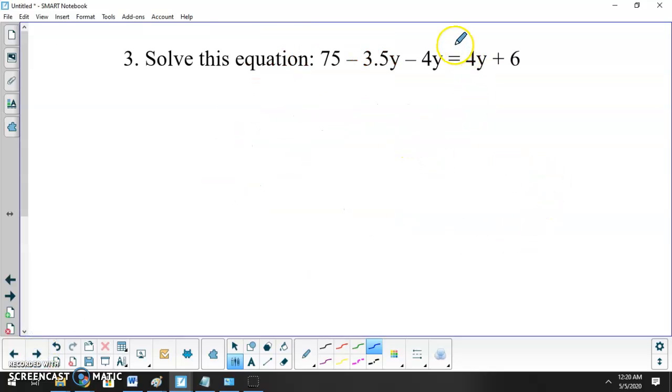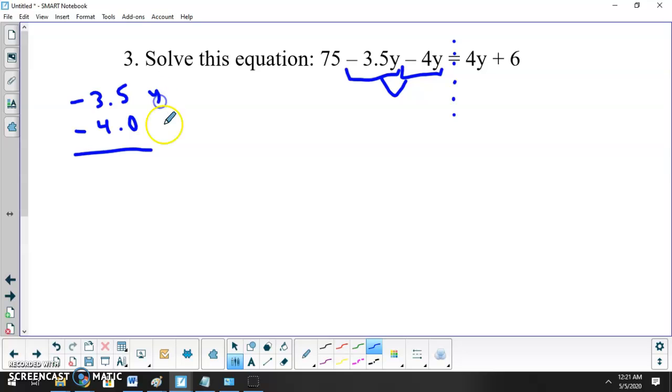Hopefully. Okay, this one's a little bit trickier because you should do a step before you start moving your variables from one side to another. You always want to try to simplify each side of the equation separately first. 4y plus 6, you can't do anything on the right side. But on the left side, you have two terms, negative 3.5y and negative 4y. These two terms, because they have the same variable and they're on the same side, you can combine them. And since they both have the same sign, when you're combining them, you are adding the numbers up. So I know you might think that's subtraction, but when you're combining two terms that have the same sign, both negative or both positive, you add.